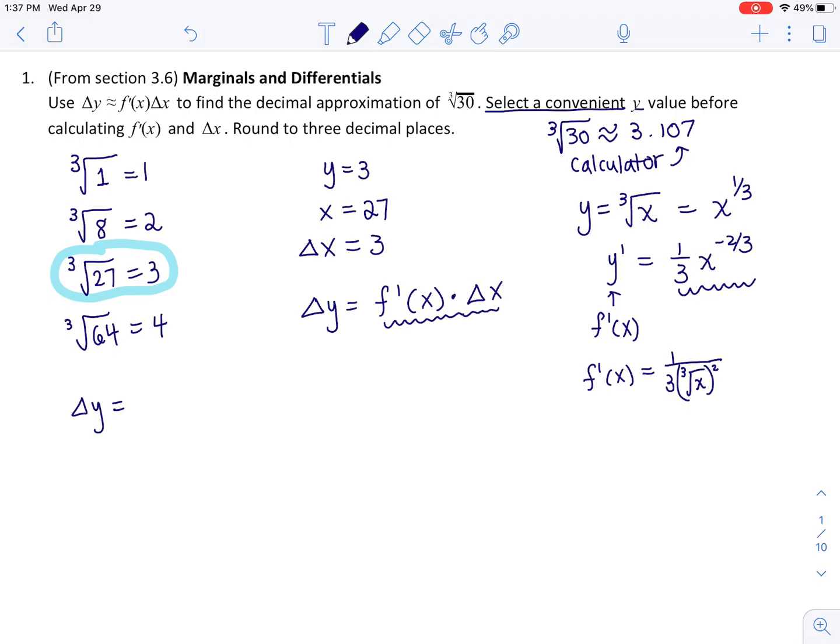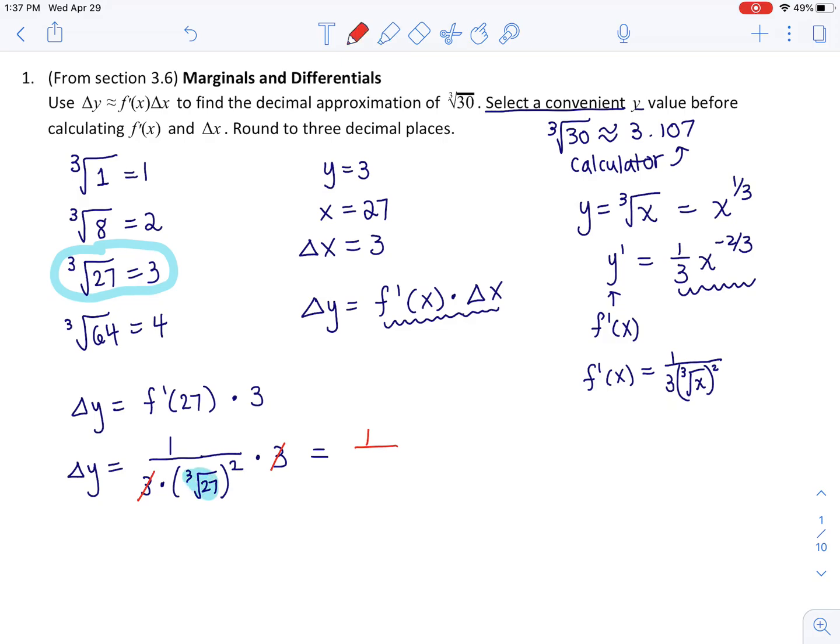All right, let's find delta y. Delta y, the change in y, is going to be f prime of, what was our x value? 27 times delta x, and delta x is 3, right? And we just found our f prime of x. So plug in 27 into that function: 1/3 times cube root of 27 squared. And we're going to multiply this by 3. And that is going to be the change in y.